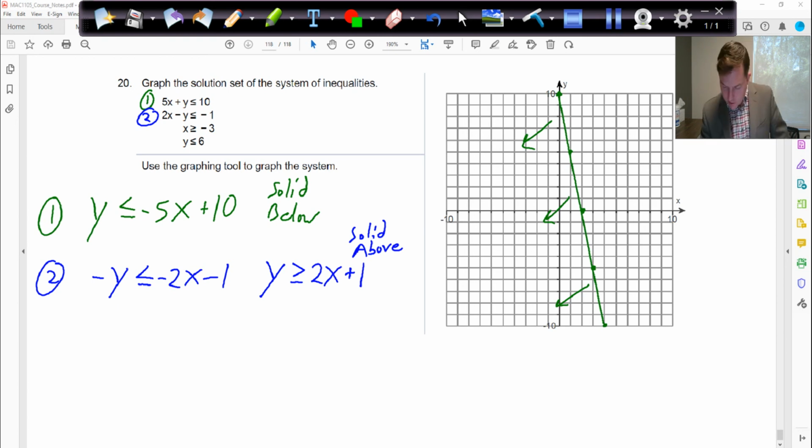So we start at x equals 0, y is 1. The slope is positive 2, so 2 up, 1 right. Or 2 down and 1 left. And this one's also solid. Okay, and we want to go above this line.